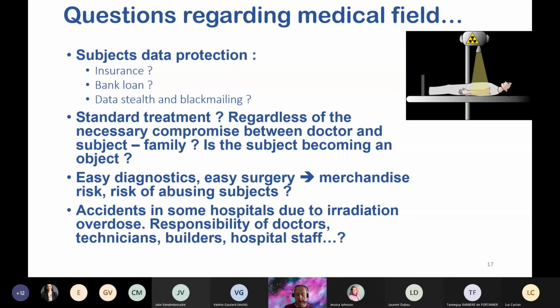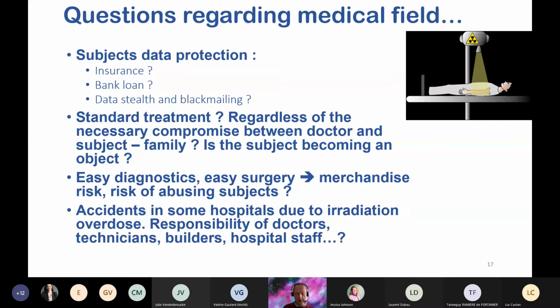A positive aspect of AI is easy diagnostics and easy surgery. But isn't there also a temptation to sell these easy services, leading to abusing subjects and causing a risk to health? I have read also some accident reports in some hospitals due to irradiation overdose. One discovered that the machines had a program error, and isn't there a risk of transforming doctors into super technicians and no more taking care of subjects?